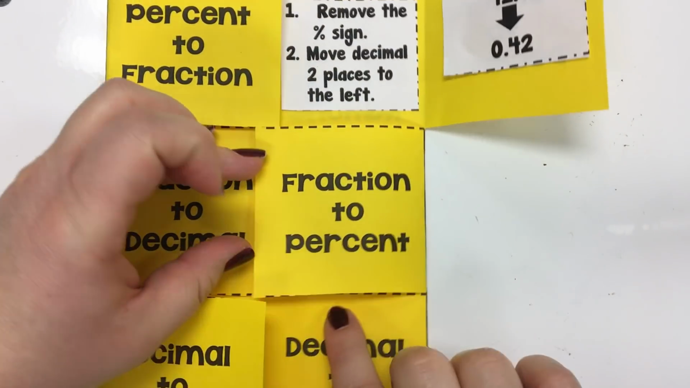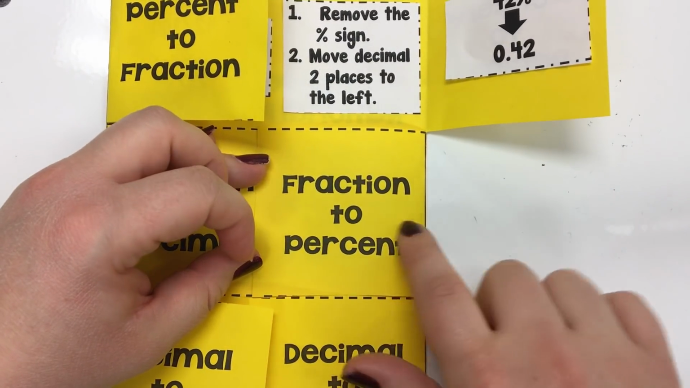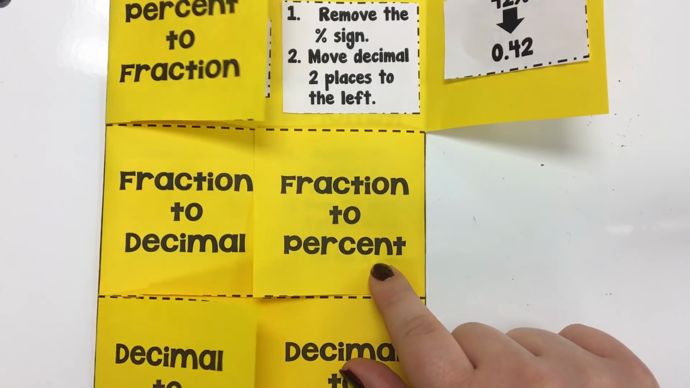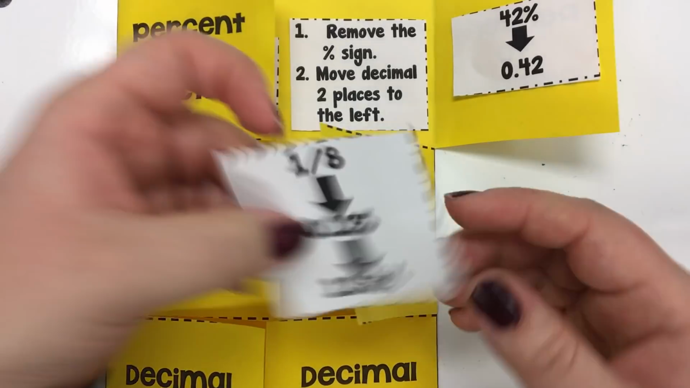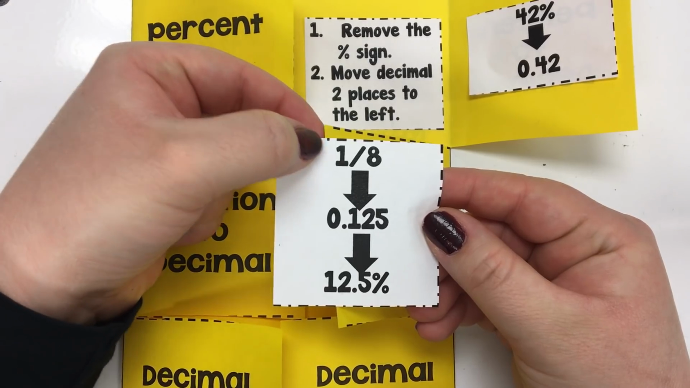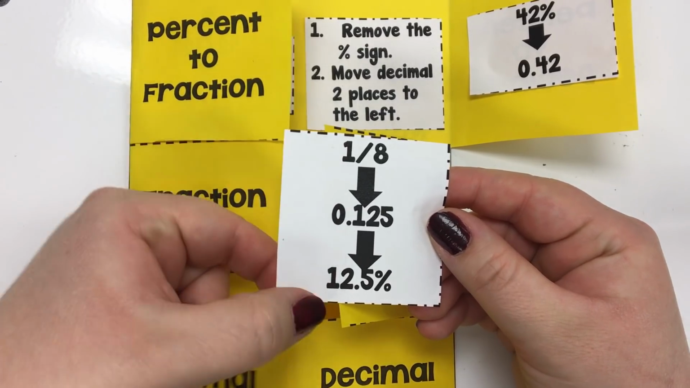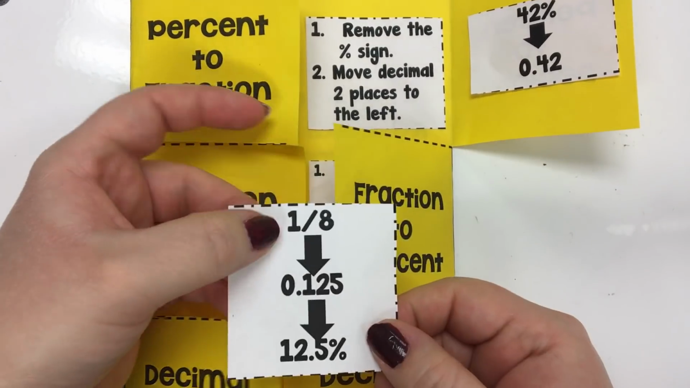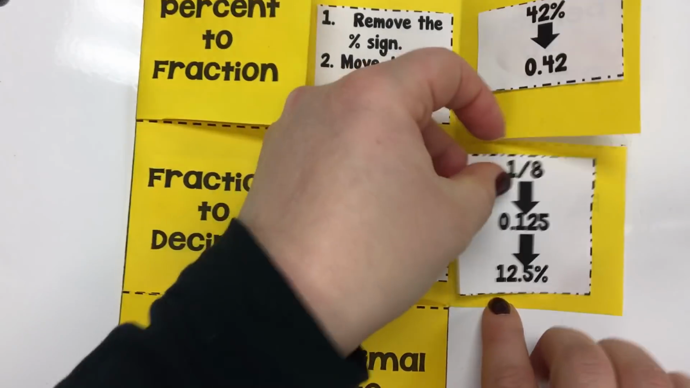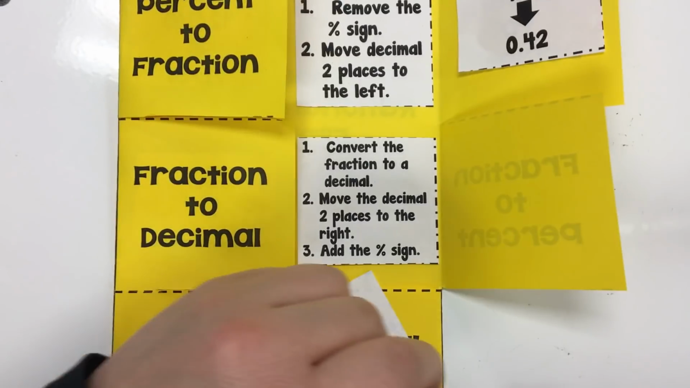And then on the inside of the flap, you're just going to look for your example. So if we're trying to go from a fraction to a percent, we're going to use this example because it goes from a fraction to a decimal to a percent. So I'm going from a fraction to a percent. And we'll glue that on the inside.